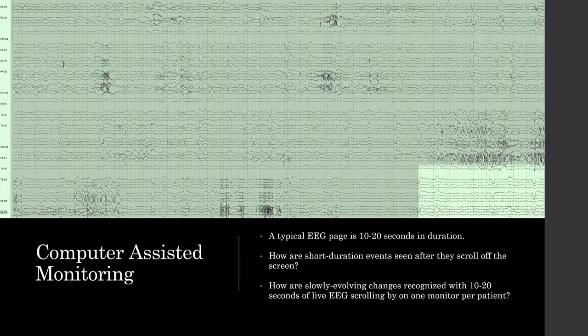Now, review is a different situation where we want to do data reduction. We want to be able to find those clinically important changes, help increase our yield of recognized seizures.